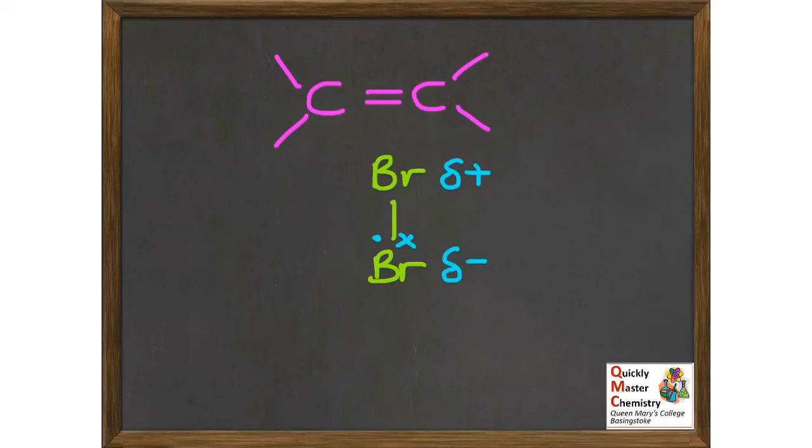So we've now caused what's called an induced dipole on the bromine molecule. A dipole meaning it's got 2 electrical poles, a positive end and a negative end, and induced meaning it's been caused by this neighbouring alkene group. The alkene group has produced a dipole on the bromine that wasn't there before.